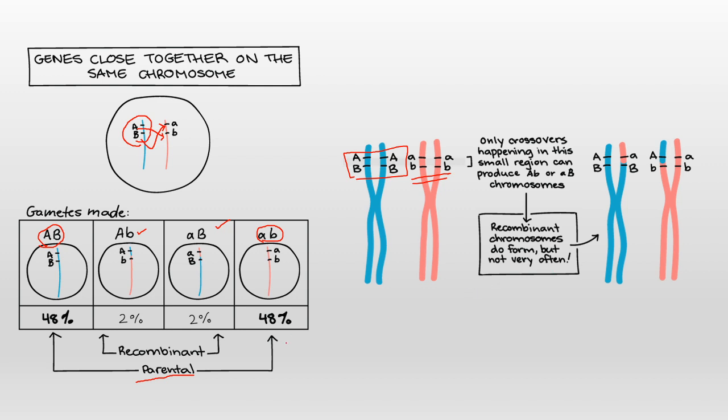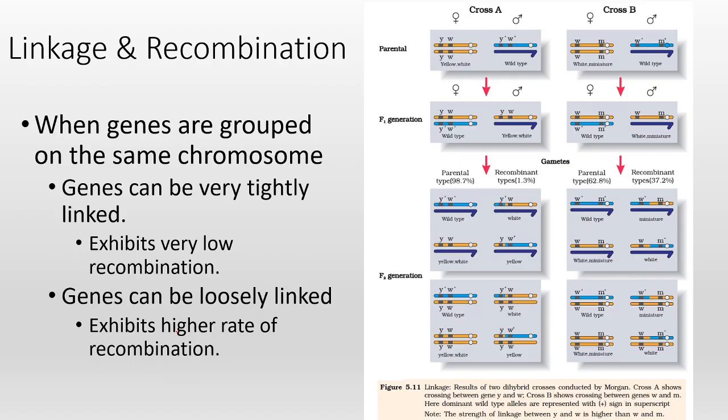That is why, as you can see here, there is 48% of the parental combination here, 48% here, and only 2% for the recombinant type. The reason for this is that there is a physical linkage, a physical relationship, between these two genes that are nearby. So what is the summary of all of this?